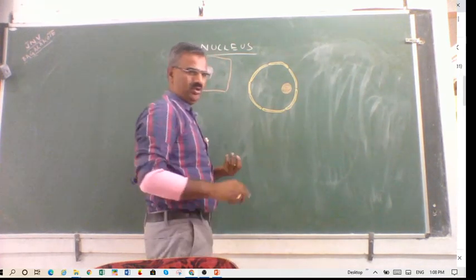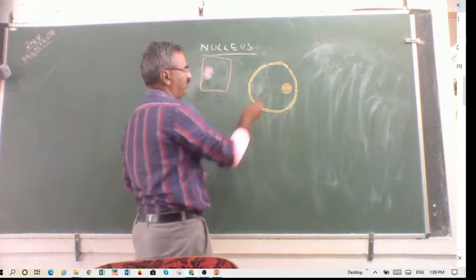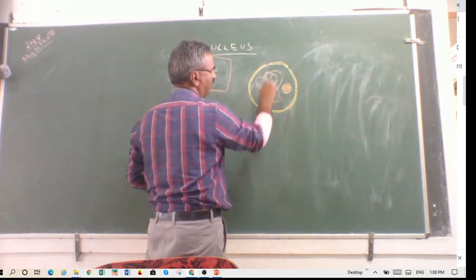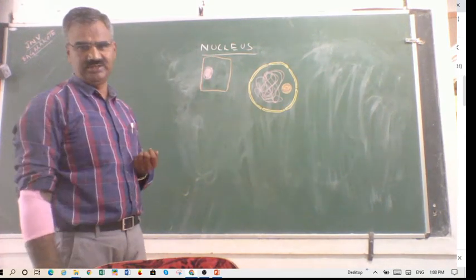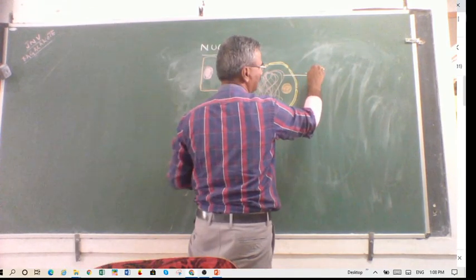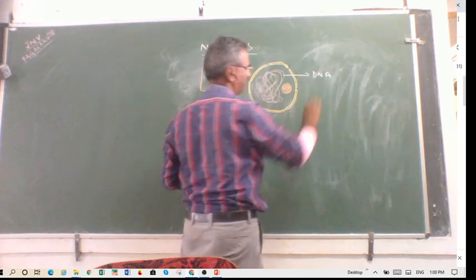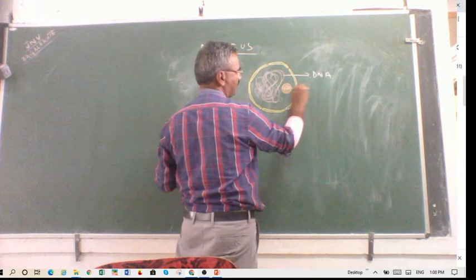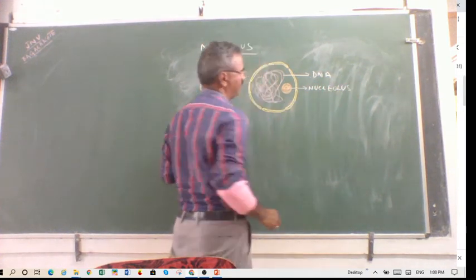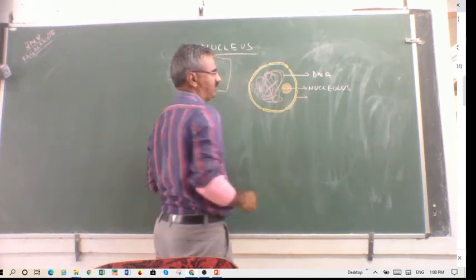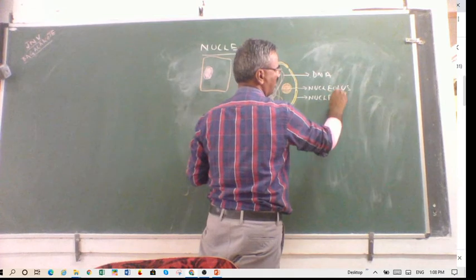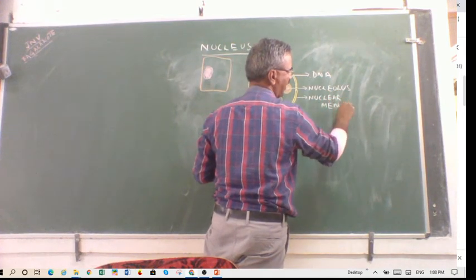This is called the nucleolus. Then like this you can find the thread-like structure which is present here. This we call DNA. And this structure is called the nucleolus, and this one we call the nuclear membrane, the one which protects this nucleus.